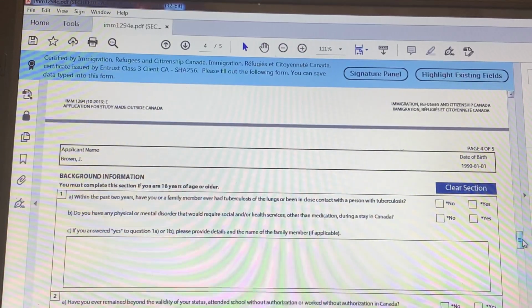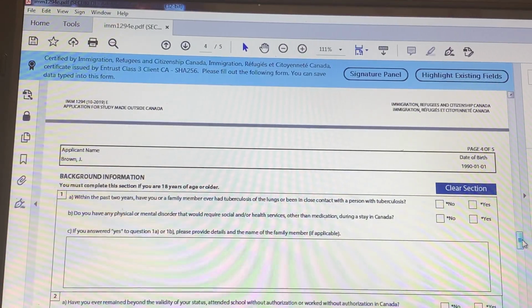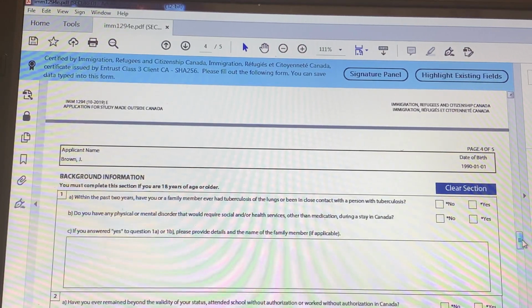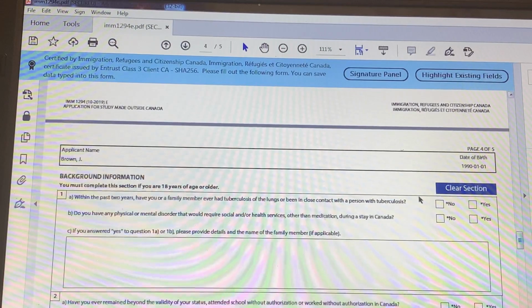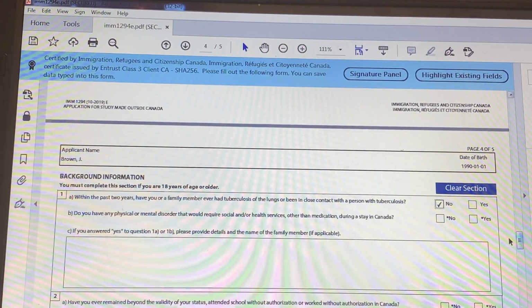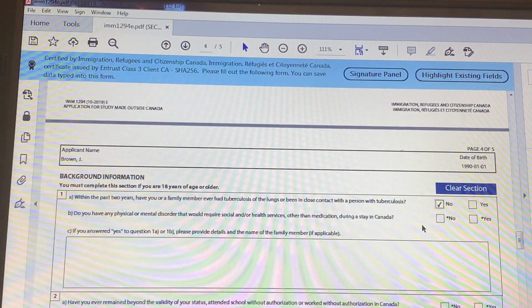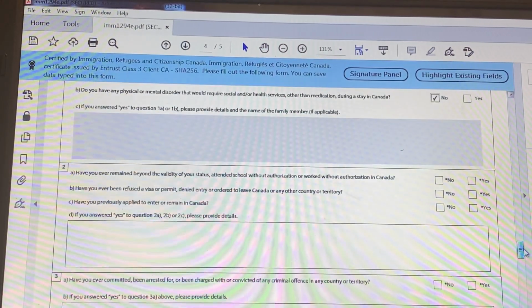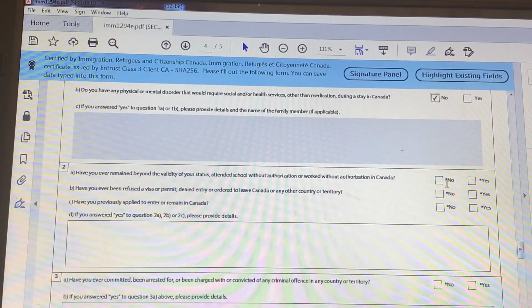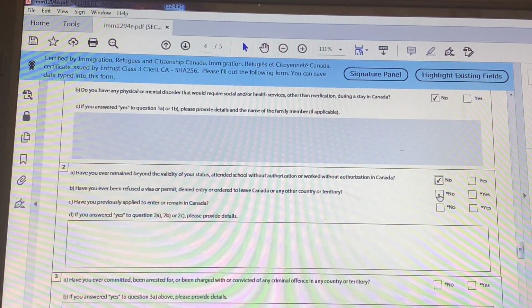Okay, and then all we do now is read these questions and answer them as best as possible to you. Within the past 2 years, have you or a family member ever had tuberculosis? No. Do you have any physical or mental disorder which would require health services other than medication during your stay in Canada? No. Have you ever remained beyond the validity of your status? No. Of course, guys, you answer these questions truthfully based on your own circumstances.